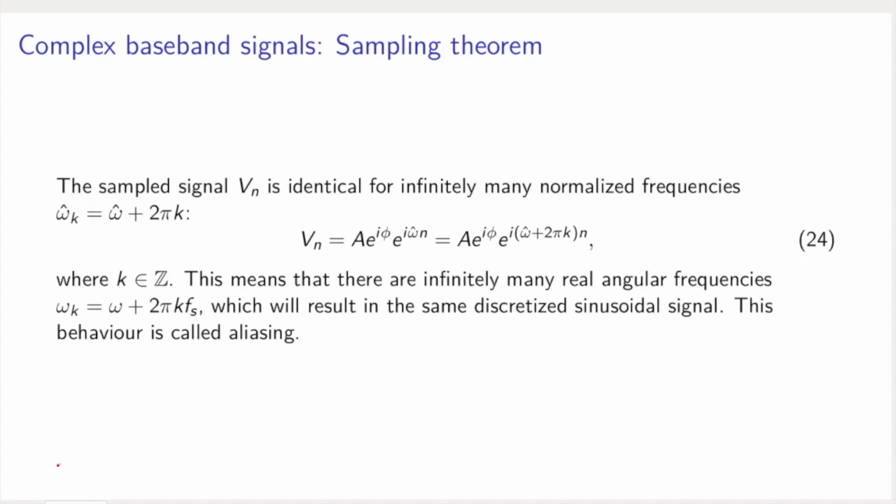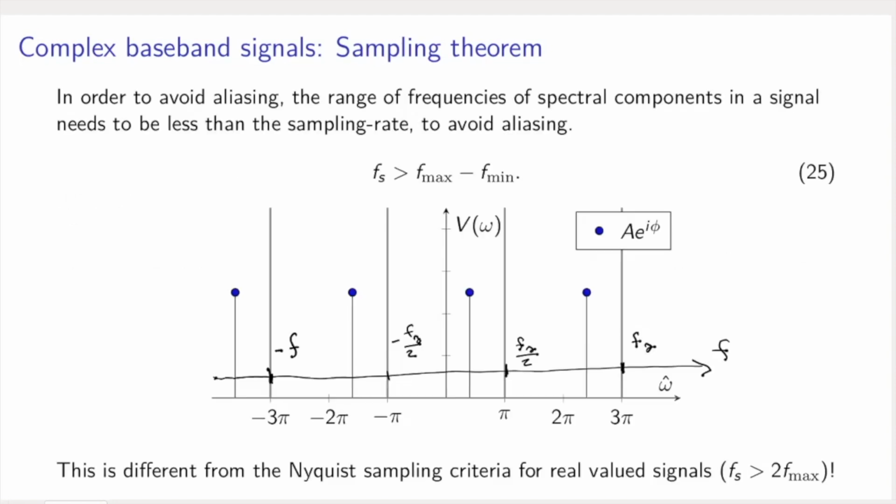Aliasing of a discrete time complex exponential signal merely means that there are infinitely many continuous time angular frequencies, which can result in the same discrete time signal after discretization. The aliasing behavior for a single spectral component is shown in the following figure. I have added another parallel axis to the figure, which shows continuous time frequencies in units of Hertz, in addition to normalized angular frequencies in units of radians per sample.